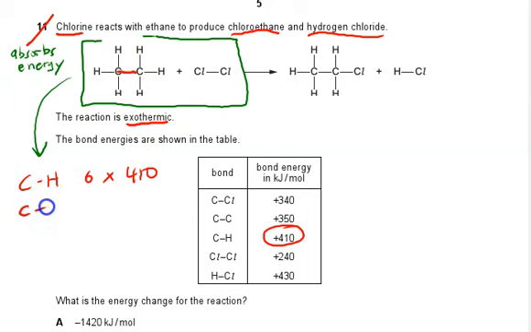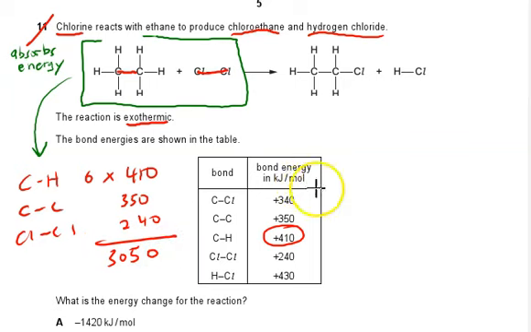Carbon and carbon, we will have a 350. This is only one. And we have chlorine and chlorine, so here you have about 240. So we total up all of this, we will be getting about 3050. Okay, this is in kilojoules.